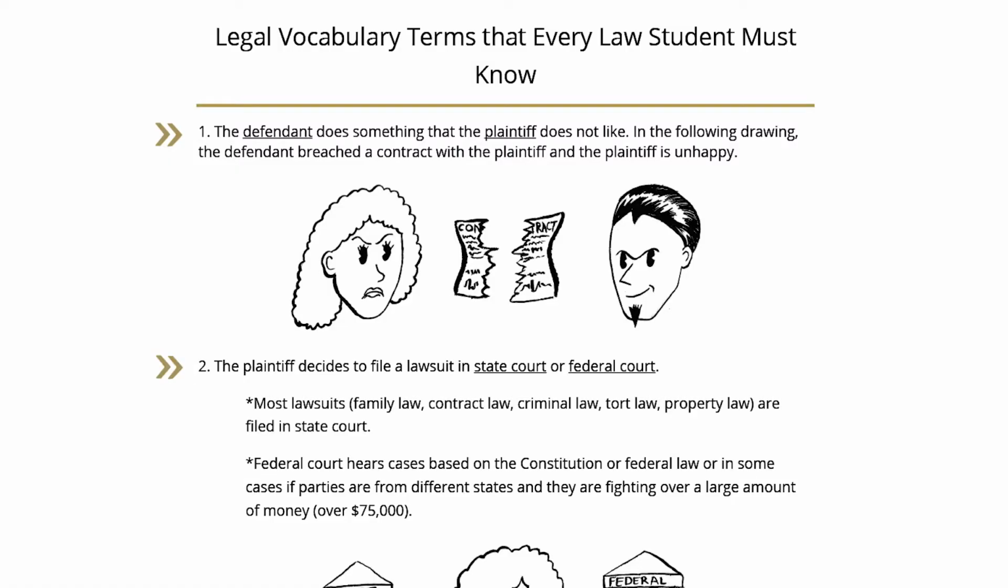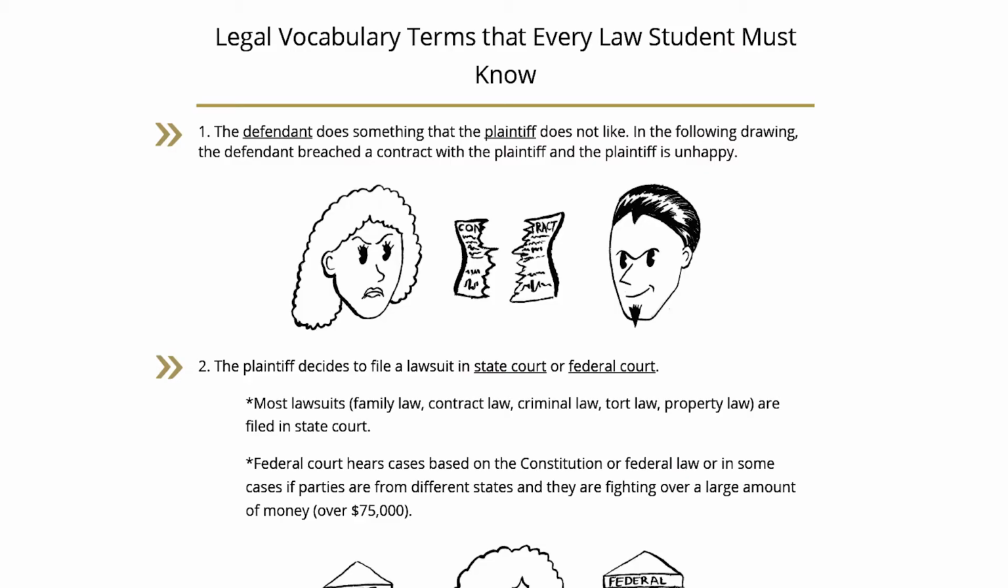In this session, we're going to cover legal vocabulary terms that every law student must know. So follow along with this illustrated guide, and we're going to go through the basic steps of what happens in a civil and criminal lawsuit so that you're aware of these steps and the vocabulary terms that go along with them. So we're going to start with a civil case.